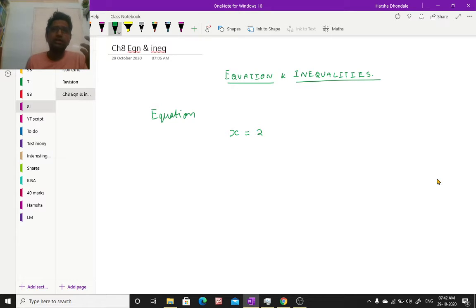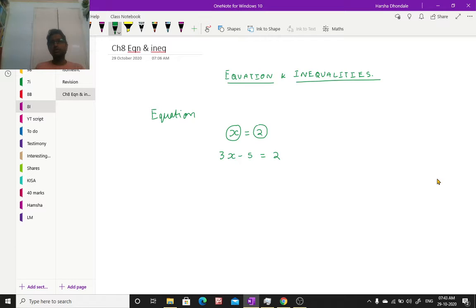It simply means that this is equal to this, or this and this are the same: the left hand side and the right hand side are the same. Another example would be 3x minus 5 equals 2. It simply means that whatever you have on the left hand side is the same as whatever you have on the right hand side.